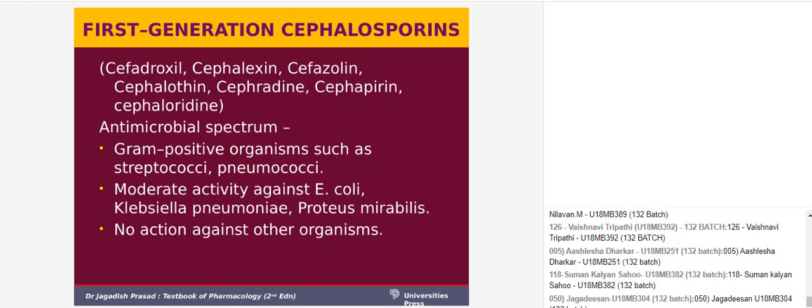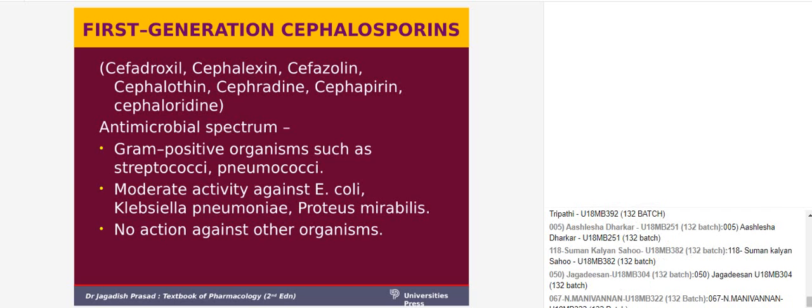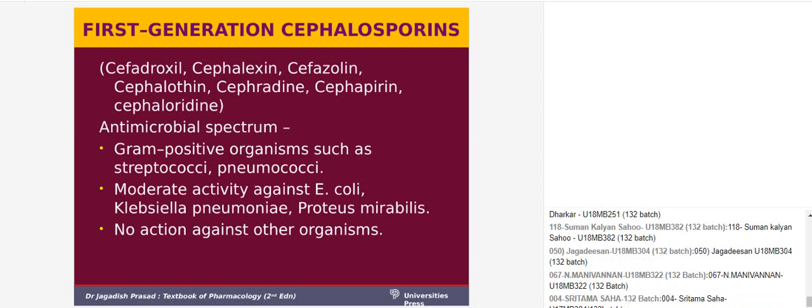An MCQ can be asked on whether 1st generation cephalosporins will be active against MRSA. We have to keep in mind that for methicillin-resistant Staphylococci, Pseudomonas, Acinetobacter, and Enterobacter, the 1st generation does not act on these. They are very specific to gram-positive and a few gram-negative organisms. This is what we call the first generation cephalosporins.